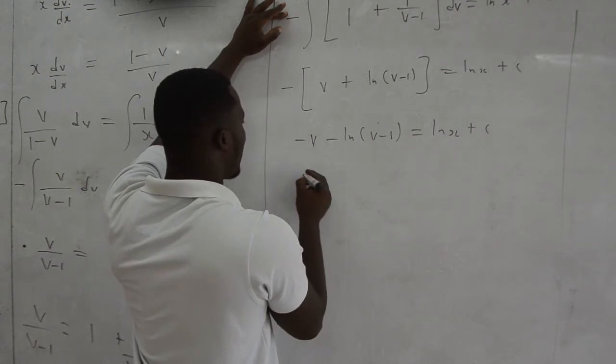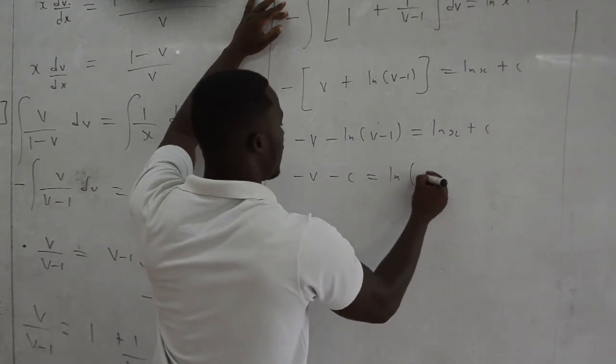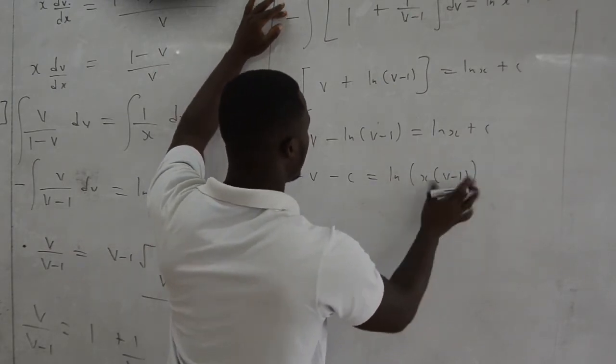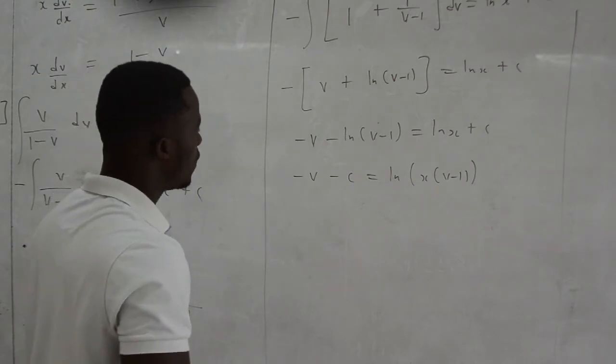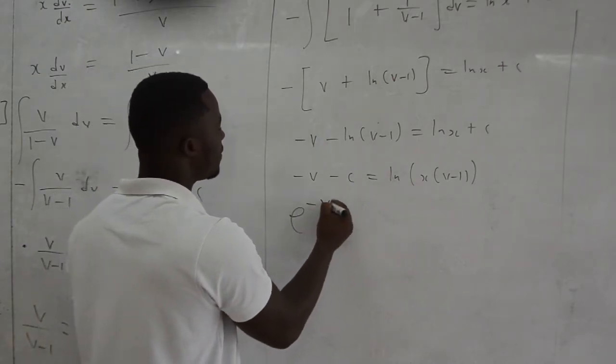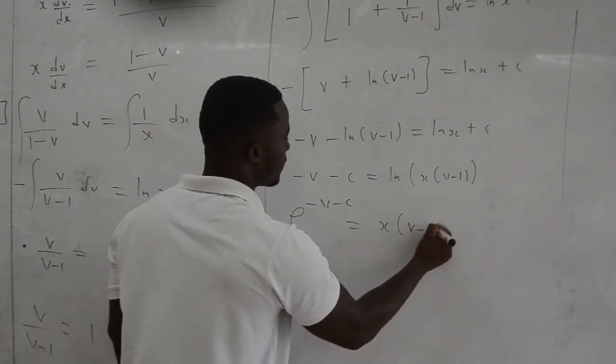Grouping all the lengths to one side, I have minus v minus c is equal to length x multiplied by v minus 1 that. So here I want to clear this one. So this one will be the same as minus v minus c is equal to x v minus 1.